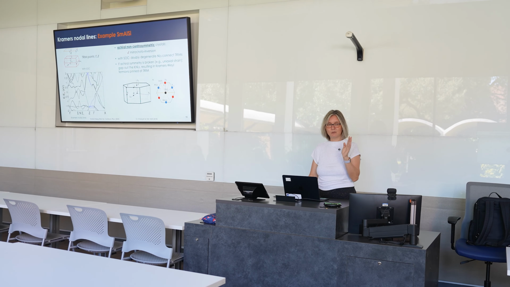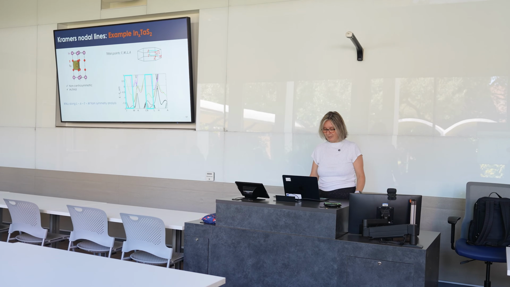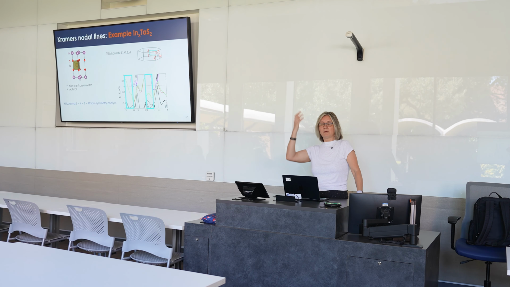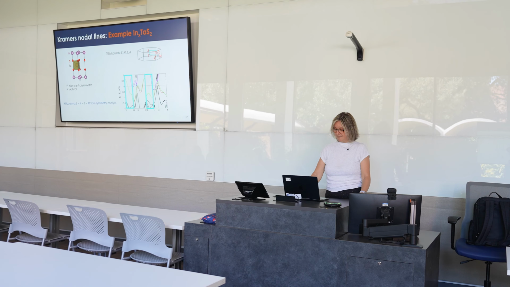The first compound where we found these Kramers nodal lines, the ones that had been predicted theoretically, was samarium aluminum silicon. More recently, we worked on indium intercalated tantalum disulfide. Remember the iron earlier? It was the story of tantalum disulfide. We put iron in it, it was magnetic, fun things happened. When we put indium in it, totally different physics.